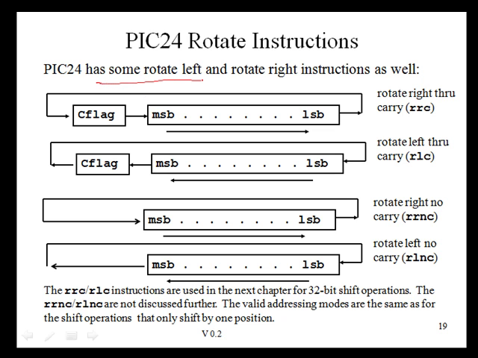The PIC24 has some rotate left and right instructions as well. The rotate right through carry shifts all the bits to the right, with the carry flag shifting into the most significant bit position and the least significant bit shifting into the carry flag.